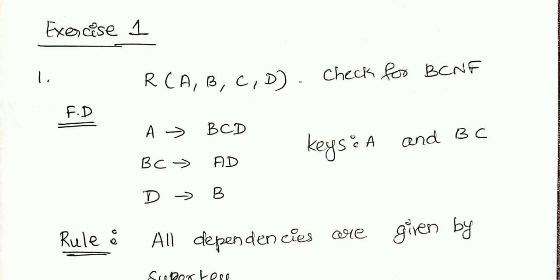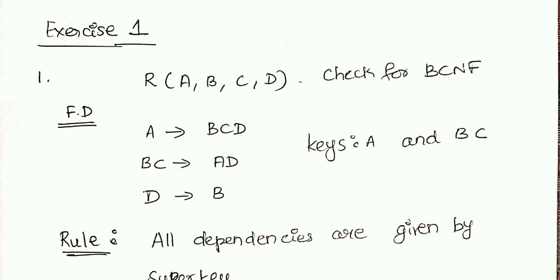BC is nothing but a candidate key. B and C together determine something. So BC, the candidate key, and A are the two keys for your schema. Now we are going to check whether this schema satisfies BCNF. Assume that it still satisfies third normal form, so now our work is to check only the BCNF condition.